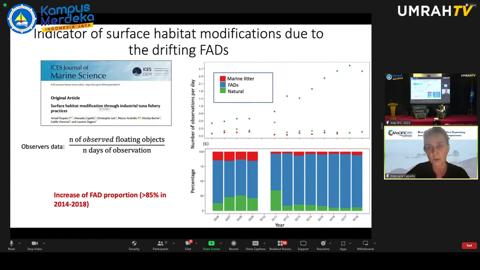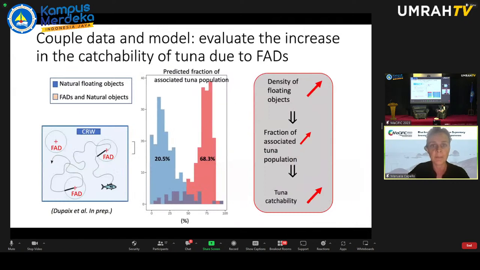And you see on the top right that FADs are the majority of floating objects, and they have increased in time. So the time scale is at the bottom of the graph. And there is an increase in the FAD proportion, and now they constitute more than 80% of the floating objects encountered by the fishing vessels. And this habitat change, we couple this knowledge with the correlated random walk model to predict how this change in the number of floating objects has impacted the catchability of tropical tuna.